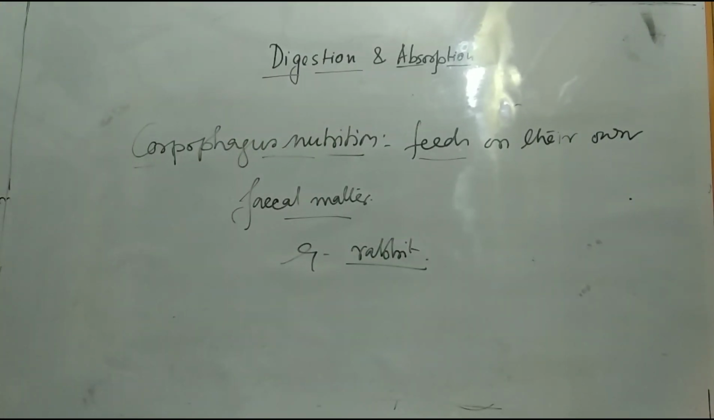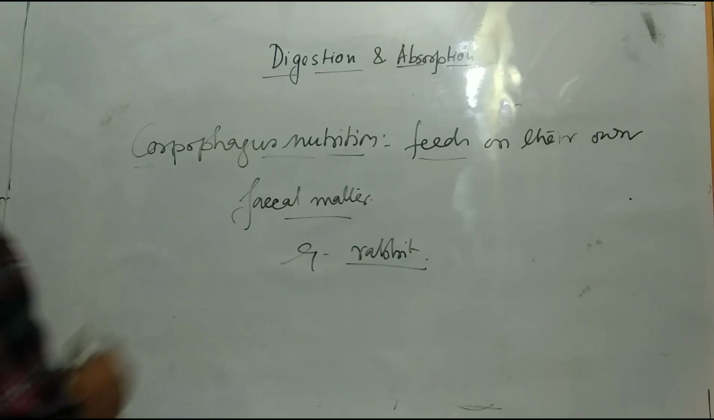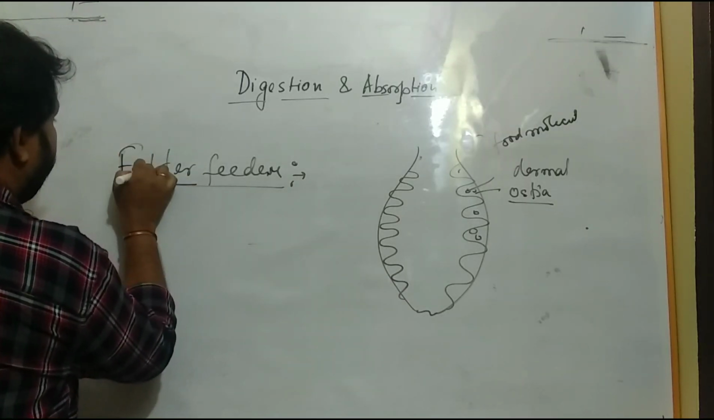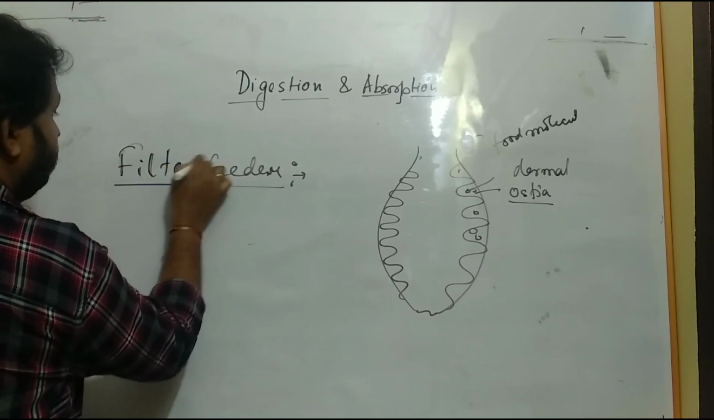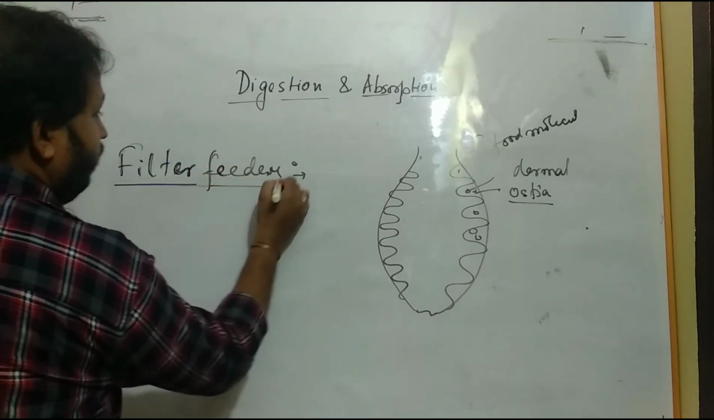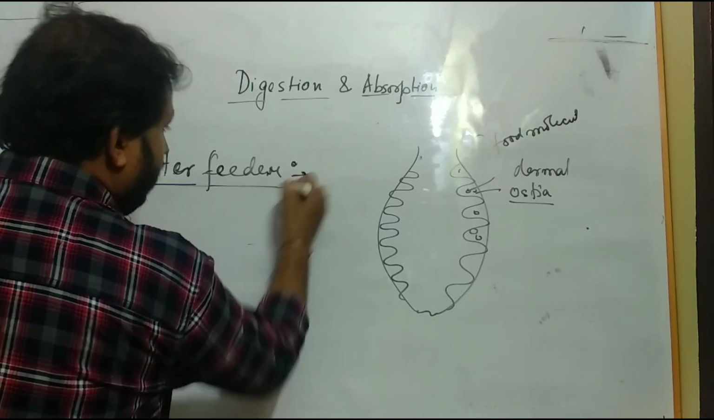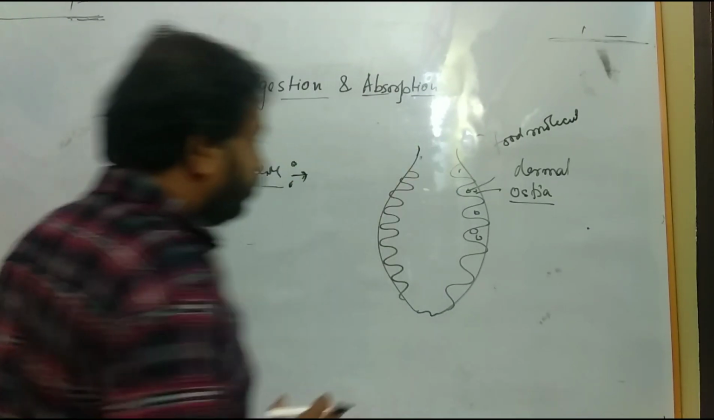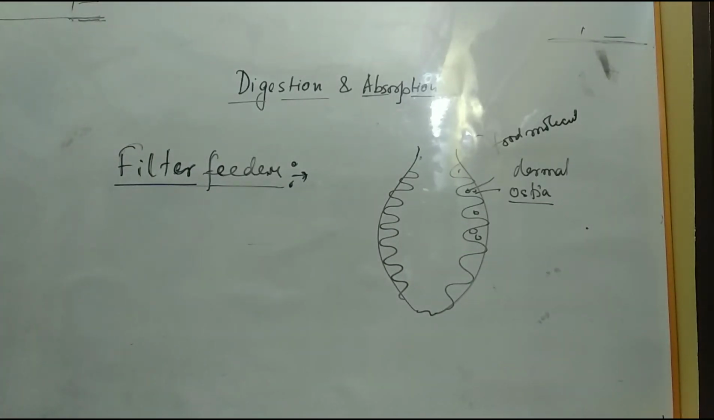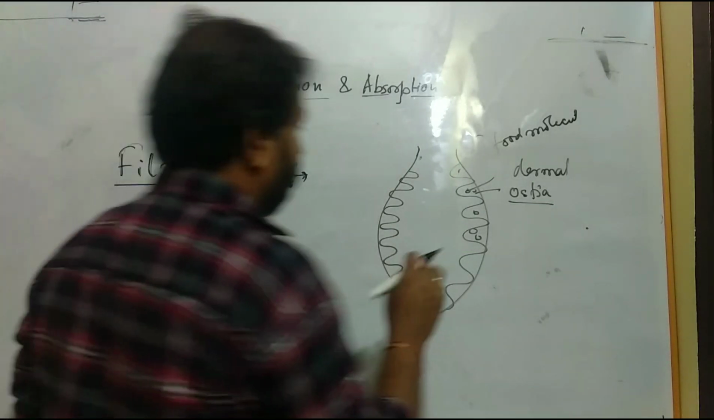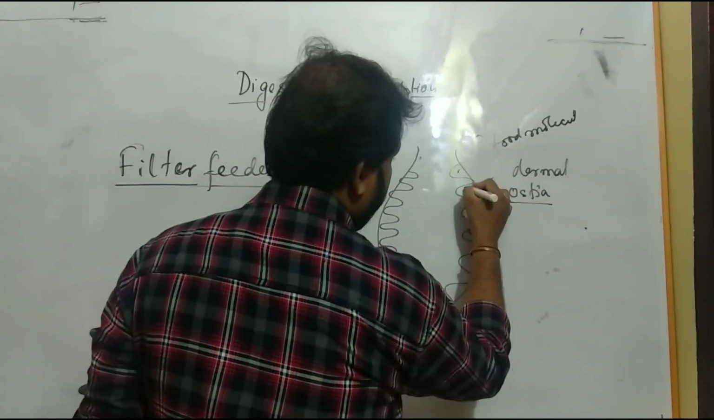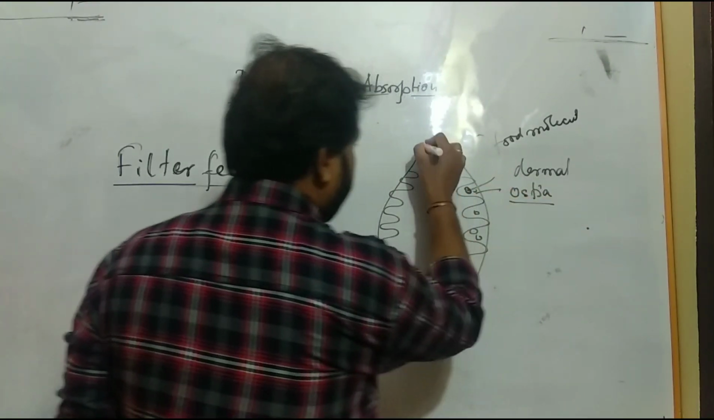Okay. And for today's class the last is the filter feeder. I have told you earlier, I will discuss it later. This type actually filters the food before they take it. They are small organisms, invertebrates, but they are very smart. They filter the food before they take it.